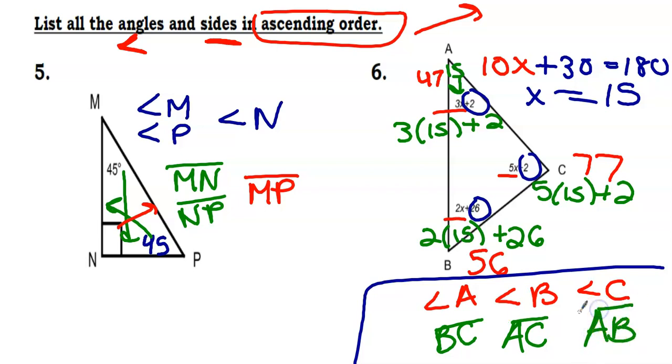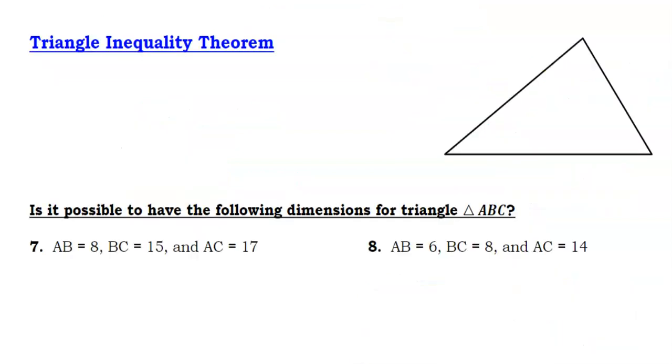Feel free with your sides to kind of switch the order. This could be CB, this could be CA, and this could be BA. Just because you can, again, switch the order of how you write it, just as long as you have the correct sides. So again, if I have angle A, I want to look across the way to find out what side goes with it.